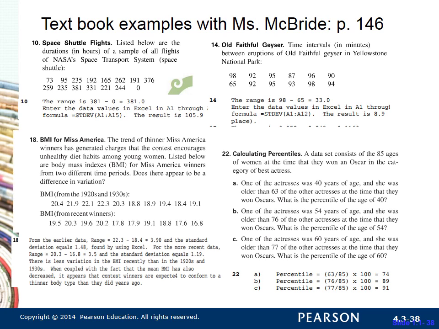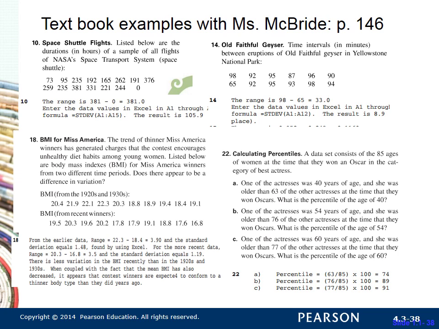Number 10, where it says space shuttle flights and gives you the data, right under there is the answer. So the range would be your high minus your low. So when you're looking at your 5-number summary, you should see min is 0, max is 381, so your range is 381. They tell you how to do it in Excel. I just have you do it on your graphing calculator. So the standard deviation, Sx, should be 105.9. So go ahead and give that a try.